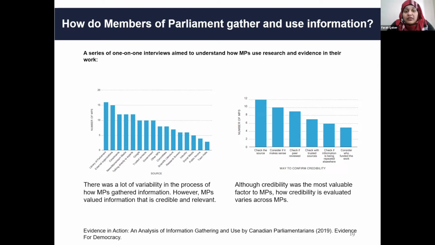However, all of them did say that making sure that the information was credible and relevant was a key factor. And even though credibility was a valuable factor, how members of parliament evaluated this credibility varied. So almost all of them did check the source to confirm if it was credible. They had a bit of a gut check, so like, does this make sense? A couple of them did check if it was peer reviewed, and other options include checking with trusted sources, checking if the information was repeated elsewhere, and the last option was considering who funded the work, and that was only pointed out by 5 members of parliament.